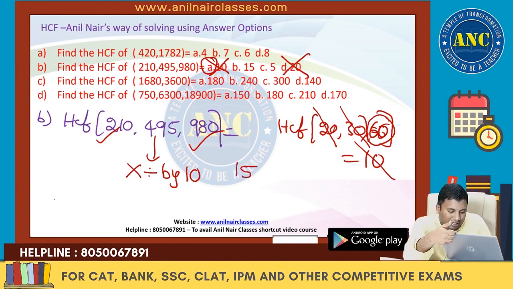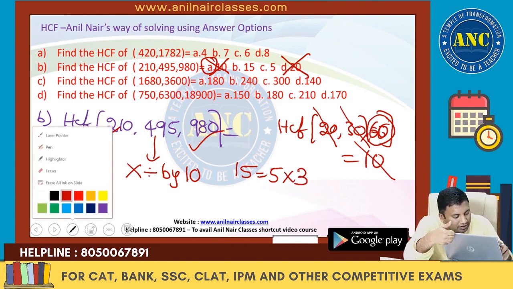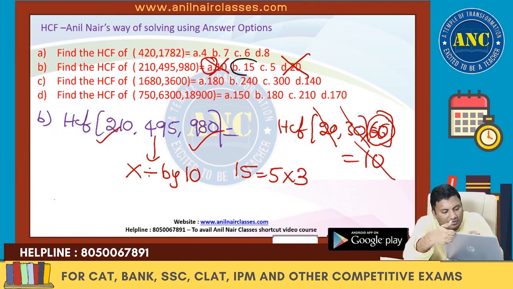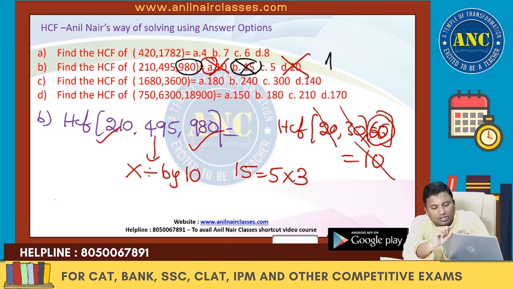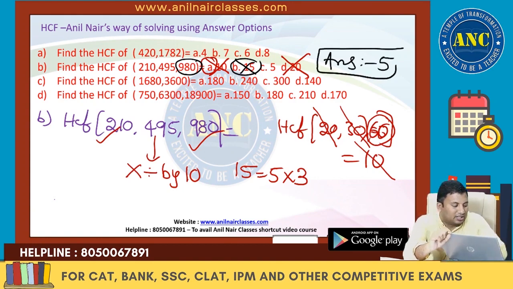Now we will see 15. 15 is 5 into 3. That means if the answer is 15, it is divisible by 3. All three numbers should be divisible by 3. 980: 9 plus 8 is 17. 17 is not divisible by 3. So 15 is out. Second one, answer is 5.